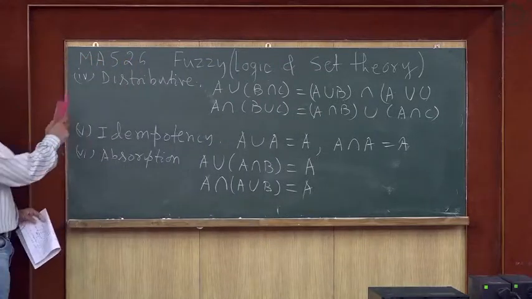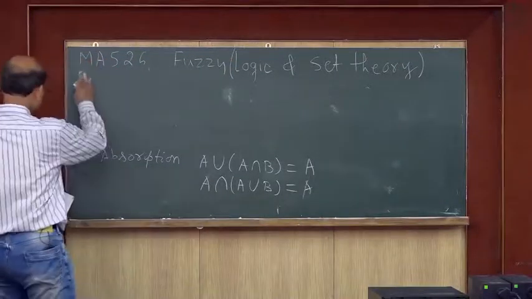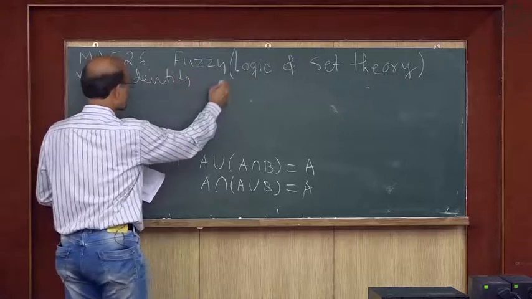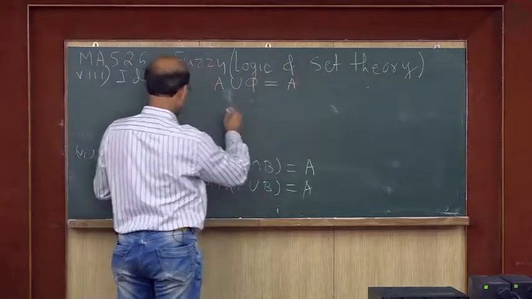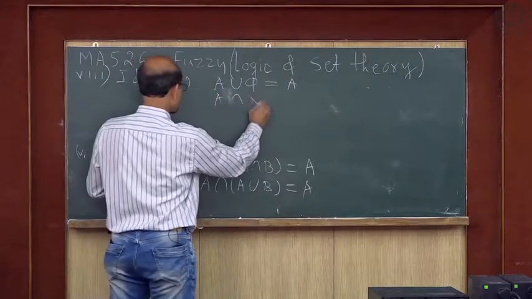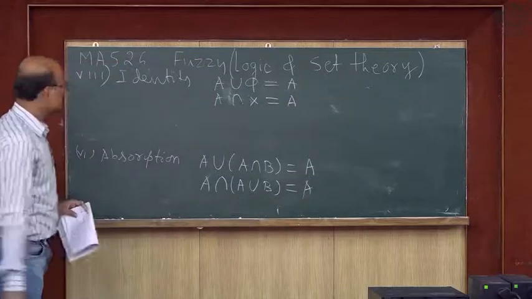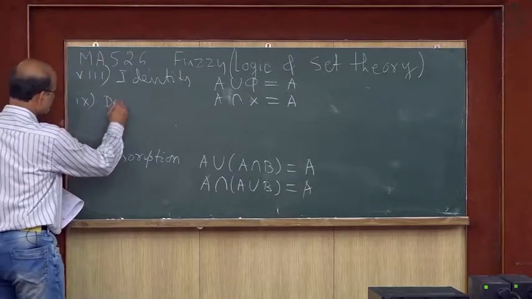Identity, that is A union null set is equal to A and A intersection X, the universal set, is your A. Now, the important one, that is called De Morgan's law.